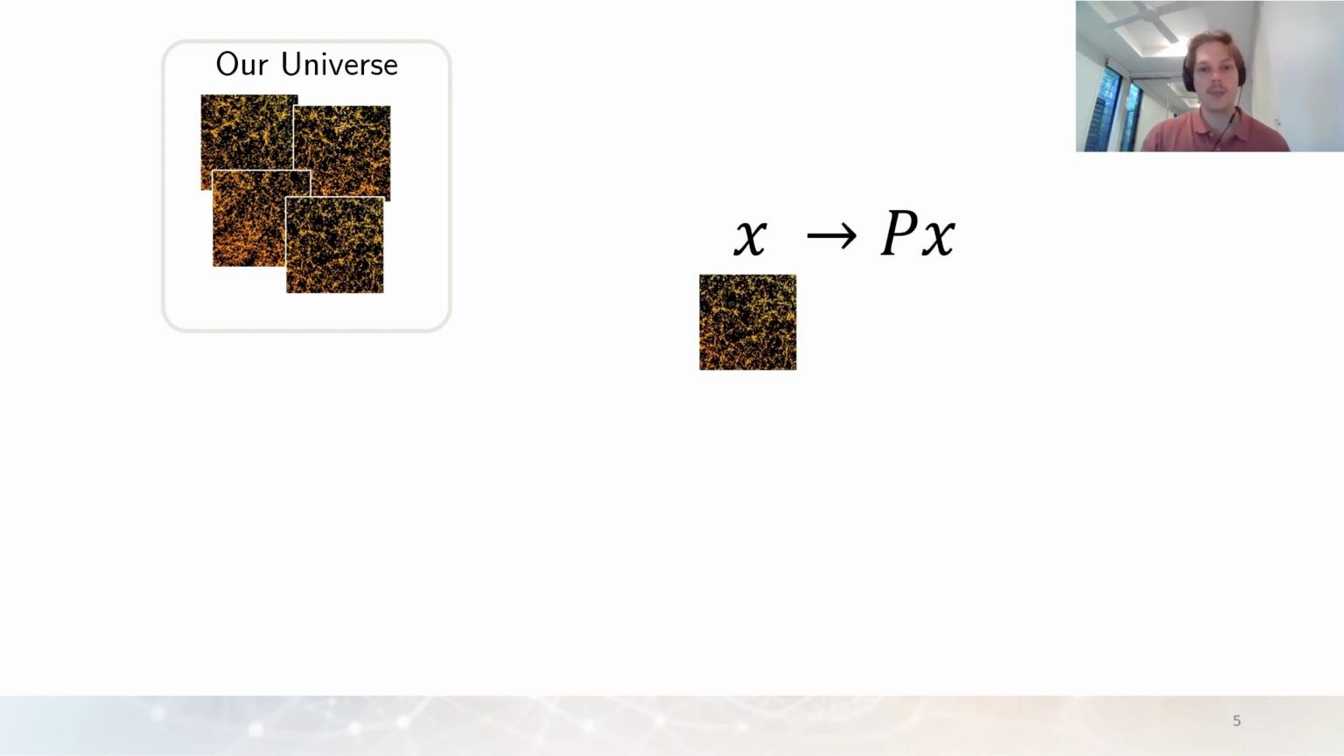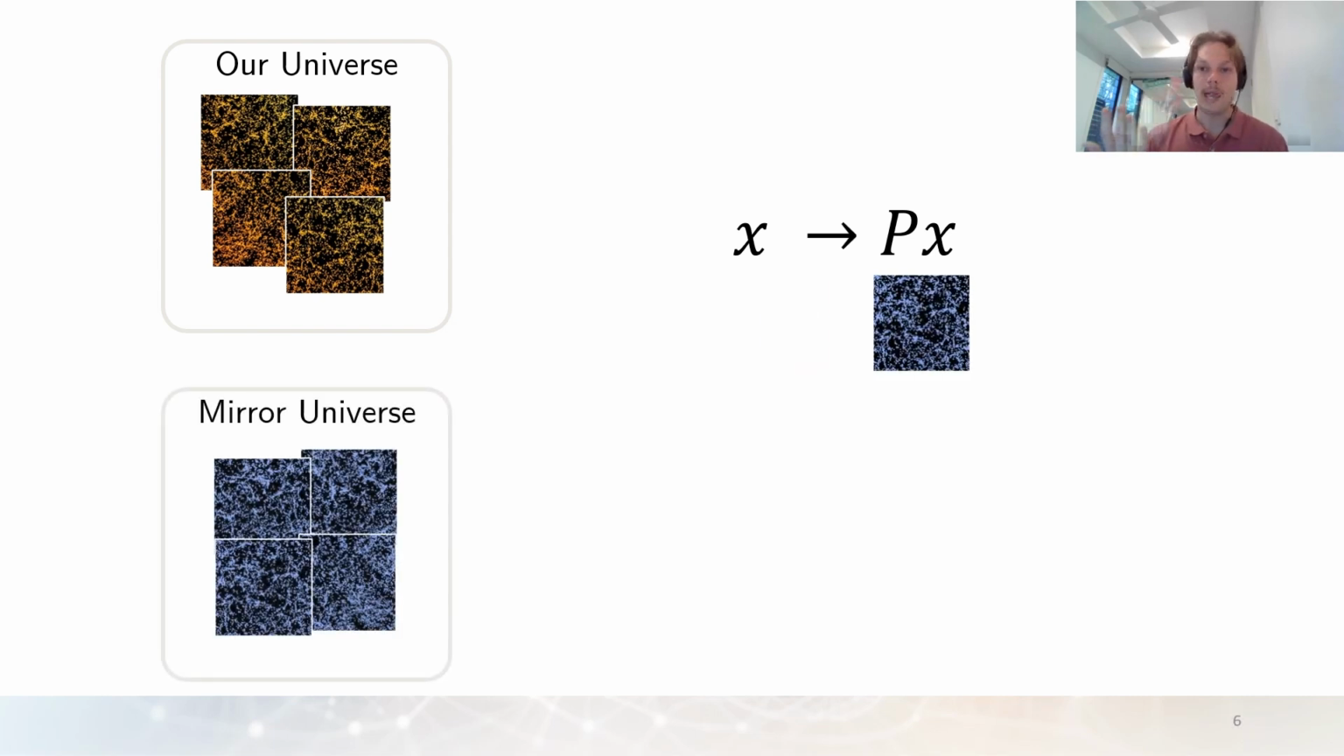So the approach that we go with is we start with the whole universe, or at least some survey of the universe, some observations that we've got, and we split that up into little patches. For each patch, which I'm calling X here, we apply a parity operation: we flip that patch and we look at its mirror image. And this gives us a set of patches that belong to the mirror universe. So this is one way of thinking of what we're doing.